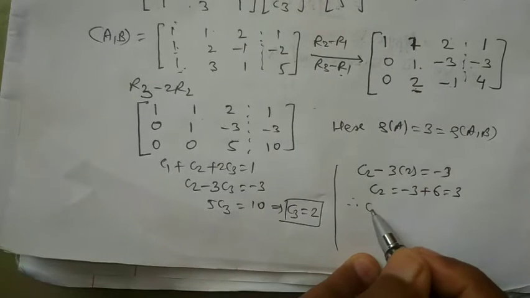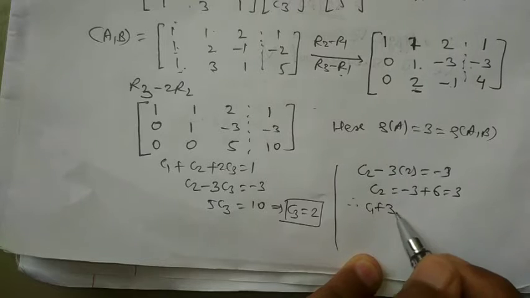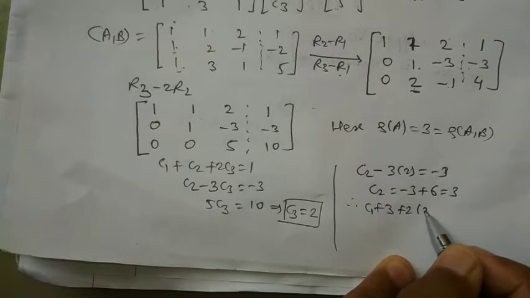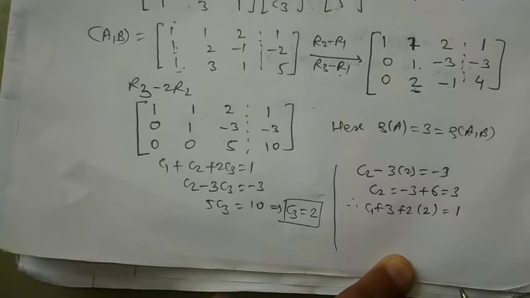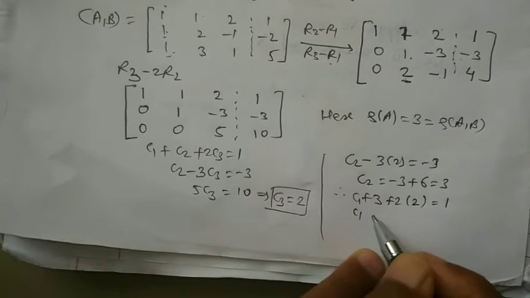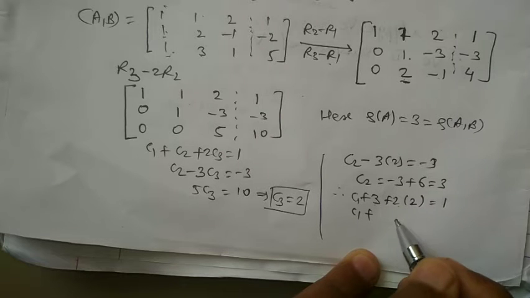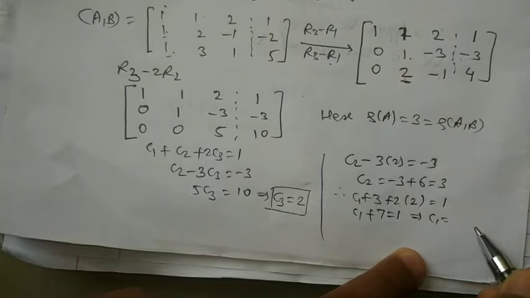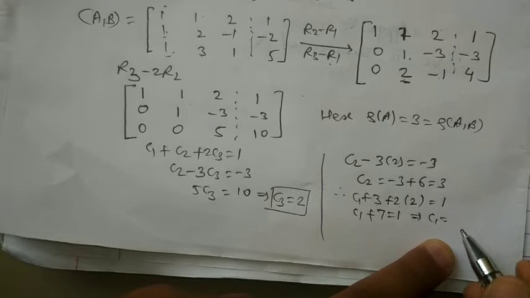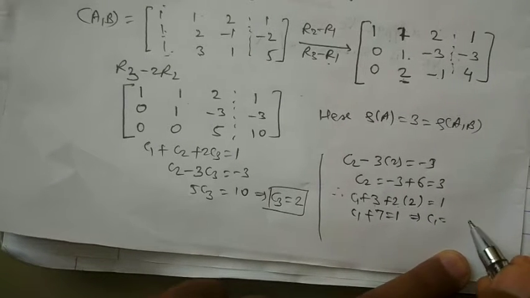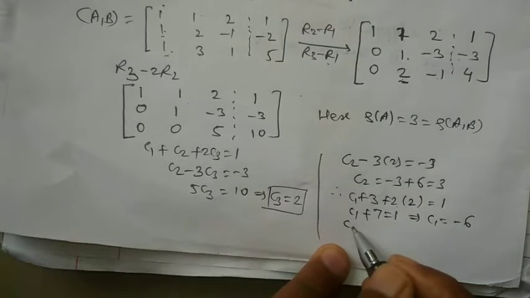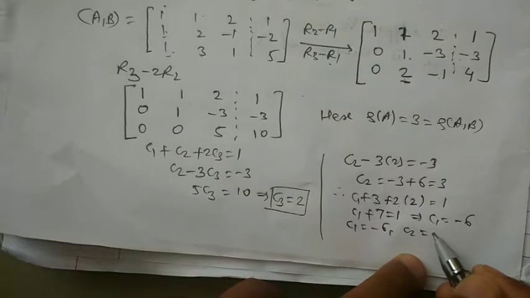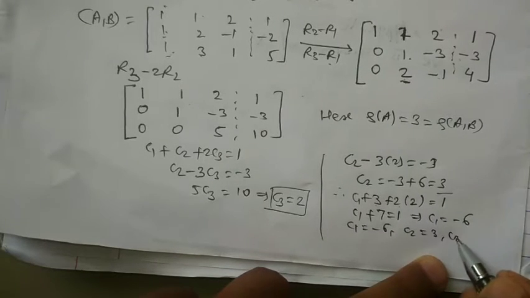Put in 1. Therefore we will get C1 plus C2, C2 is 3, plus 2 times C3, C3 is 2, is equal to 1. That means C1 plus 3, and this 2 into 2 is 4, 4 plus 3 is 7, is equal to 1. This implies C1 is equal to 1 minus 7, it is minus 6. So you will get here C1 is equal to minus 6, C2 is equal to 3, and C3 is equal to 2.